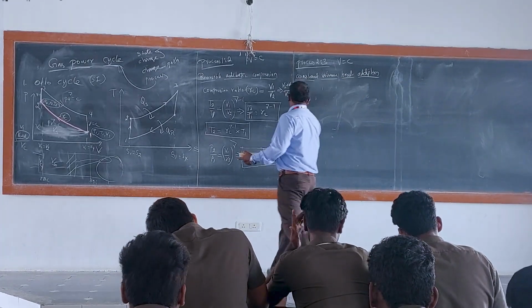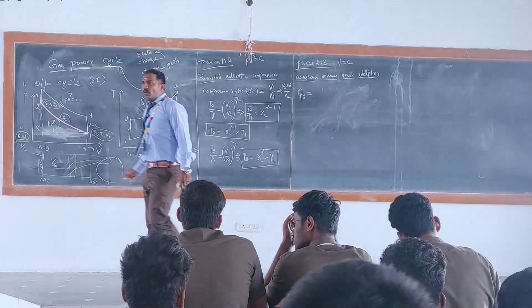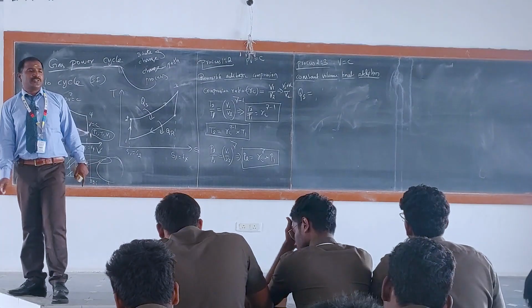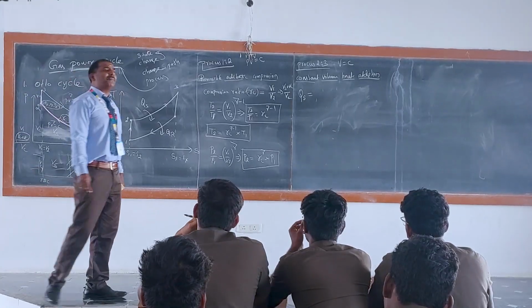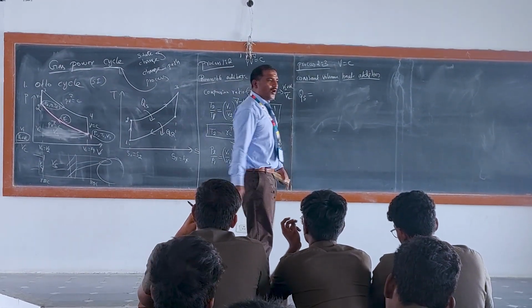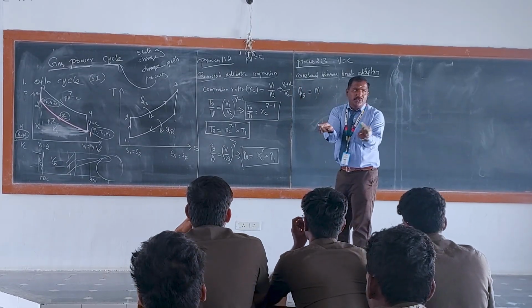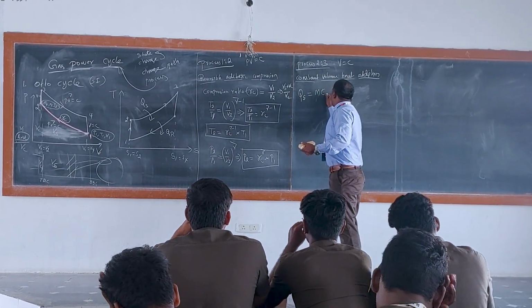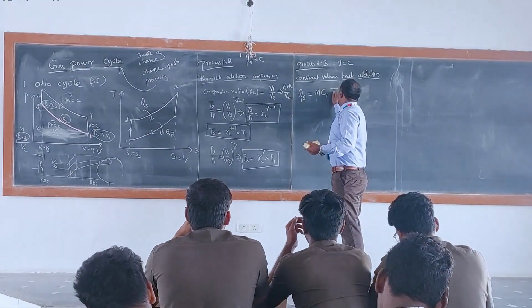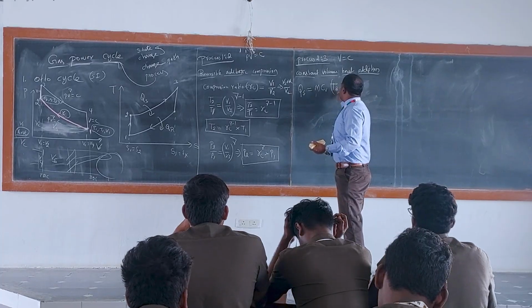I need to know the amount of heat added to the system. What is the formula? Regular formula: Q is equal to m Cv delta T. You have seen it, right? Since mass of the fuel, whatever it is, what is the Cv of that one? Final temperature minus initial temperature.